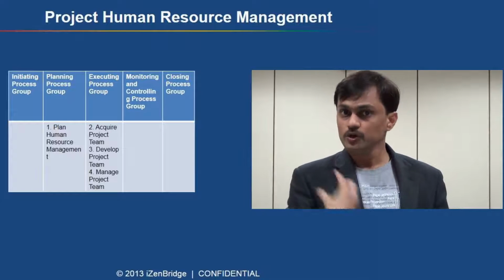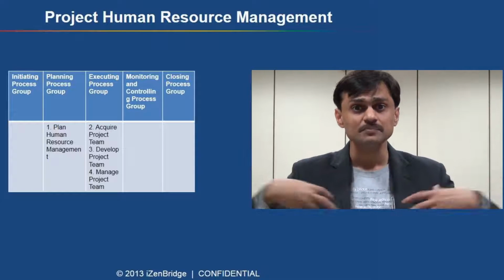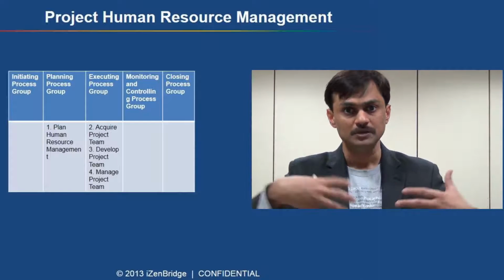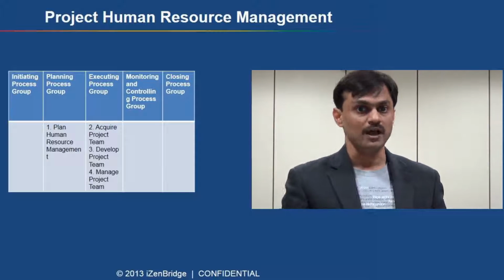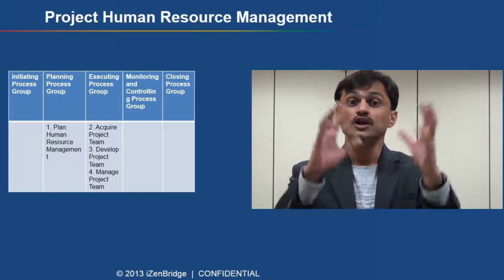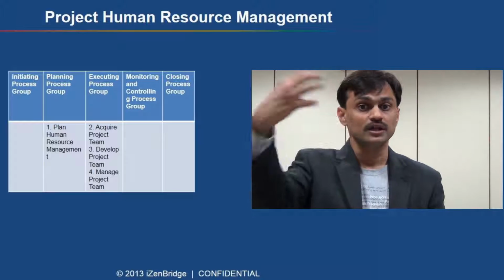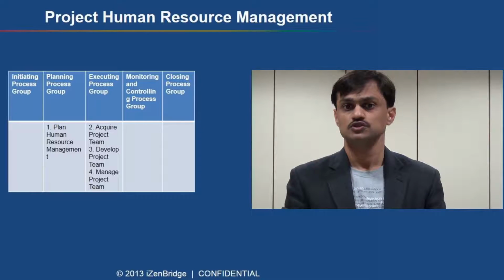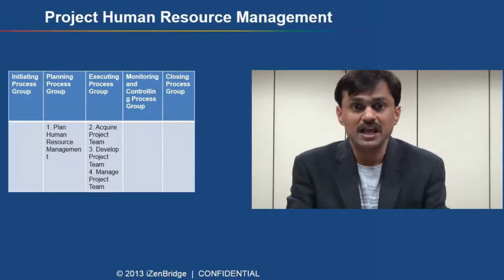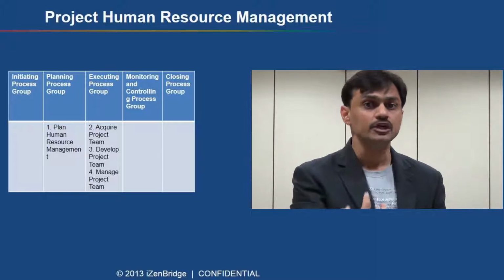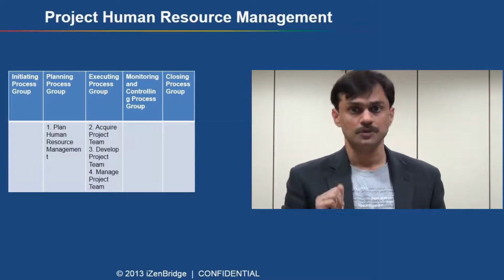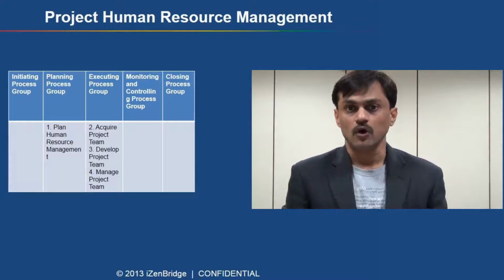So we come up with a human resource plan, and after that we need to acquire people. So when we get into executing process group, first we acquire people by way of hiring them, by way of taking from other project teams. We may end up creating a team with virtual locations, like people working from different geography, which is also called a virtual team. After acquiring people, they are just a collection. We need to develop them as one unit, as in a team, so they start delivering. The second process in executing process group talks about that only.